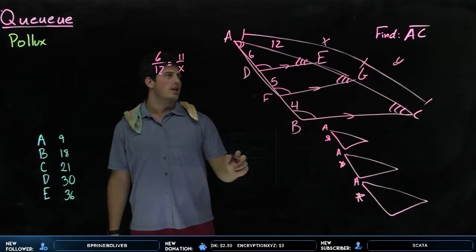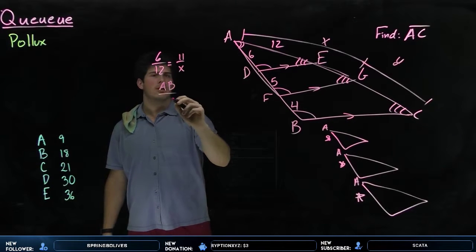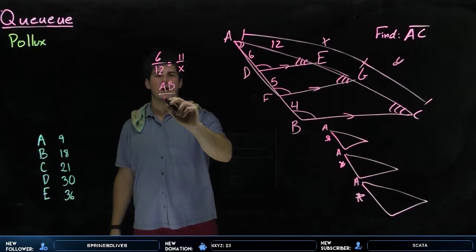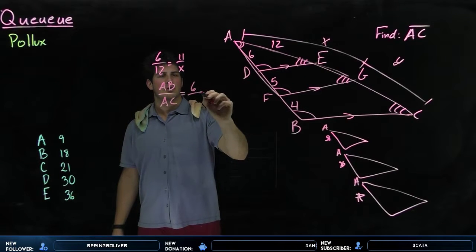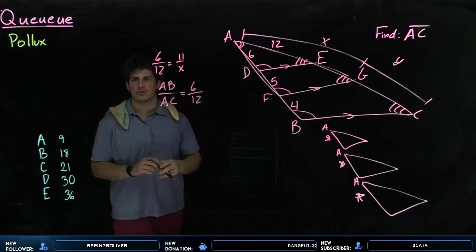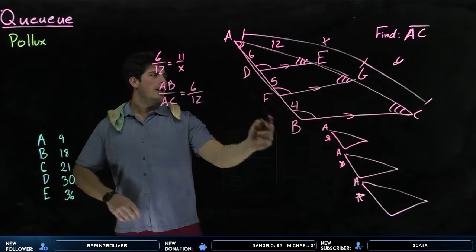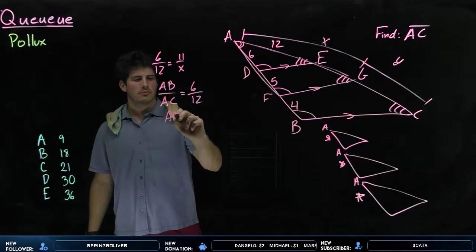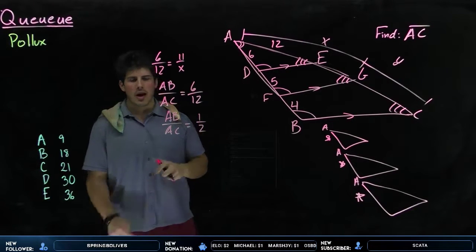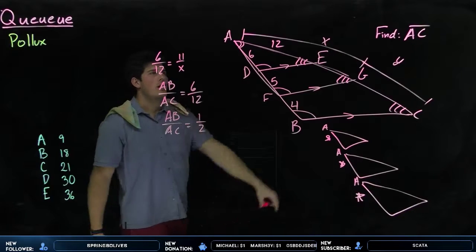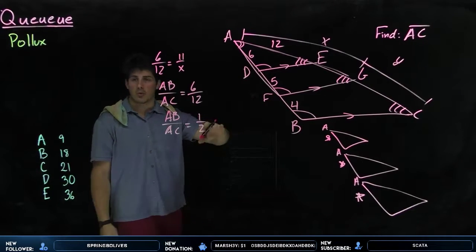I would eventually get AB over AC equals 6 over 12. That's the ratio we're going for. If we simplify this, AB over AC is equal to 1/2. So AB is 1/2 the length of AC. Does that make sense? Storm or anyone else who's asking.